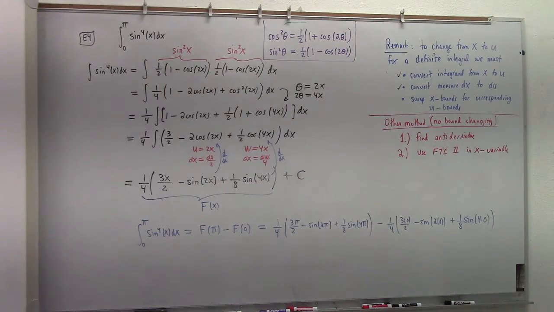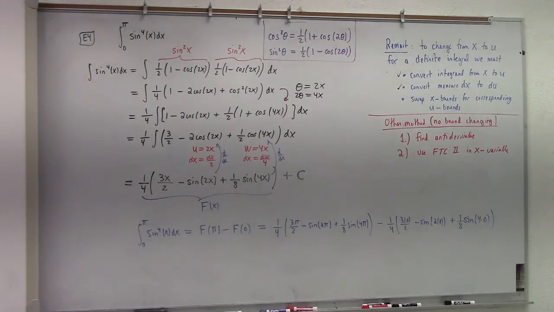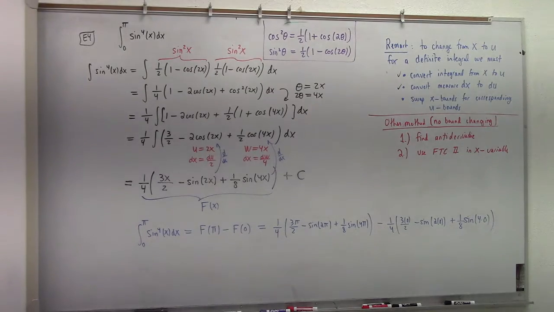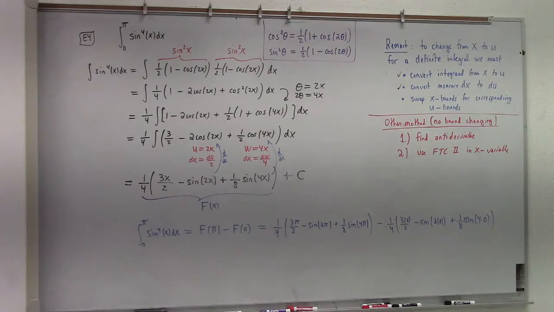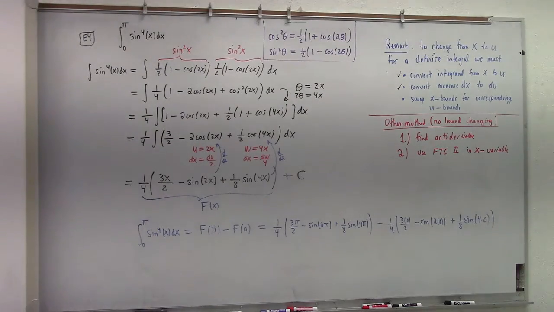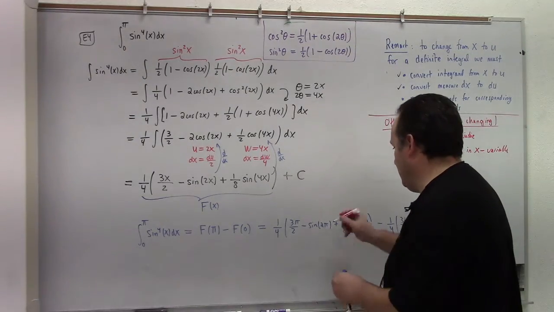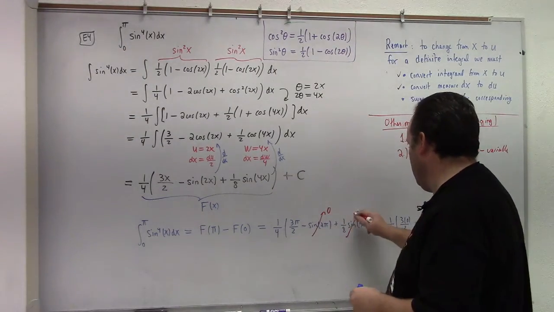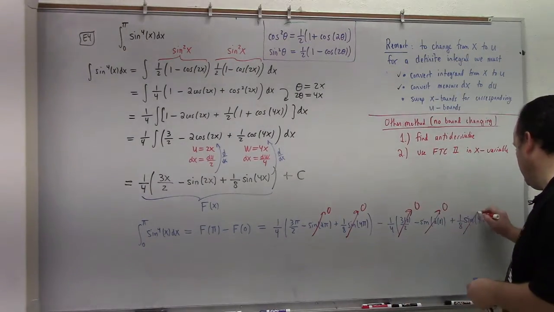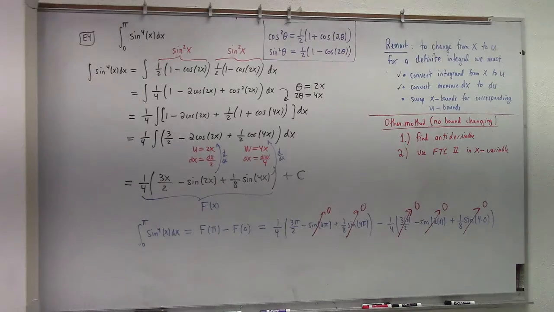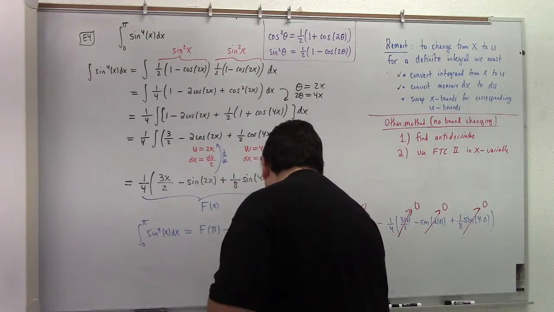I personally didn't need to write all this out. I'm writing it all out for your benefit. I knew from the outset of this calculation that everything I wrote, except for the first term, was irrelevant because it's all 0. Sine of 2 pi is 0, sine of 4 pi is 0, sine of 0 is 0. All zeros. So the answer here is 3 pi over 8.